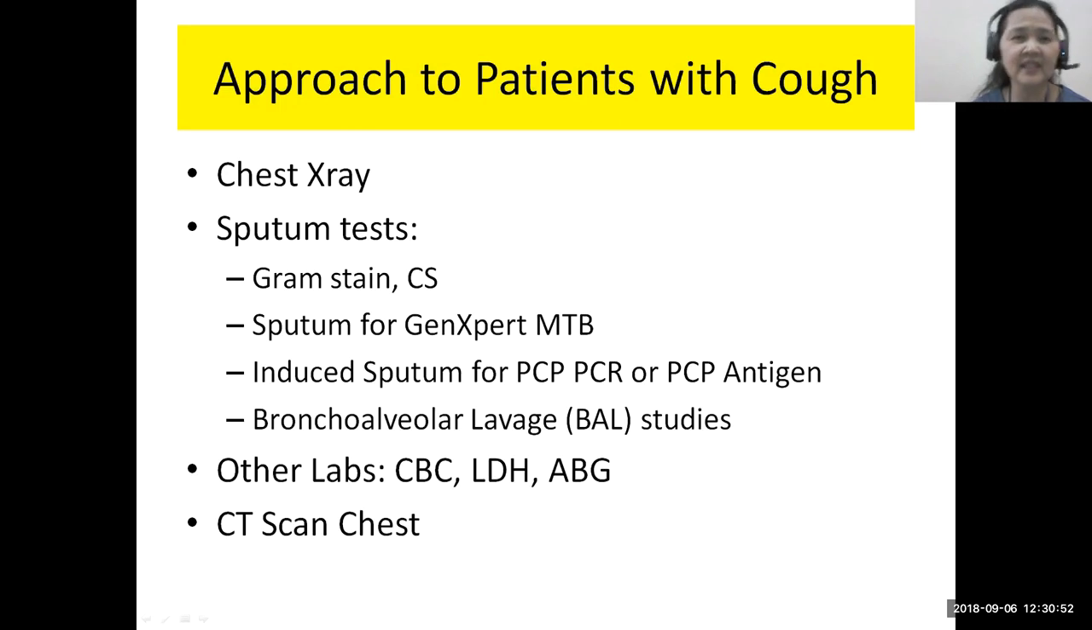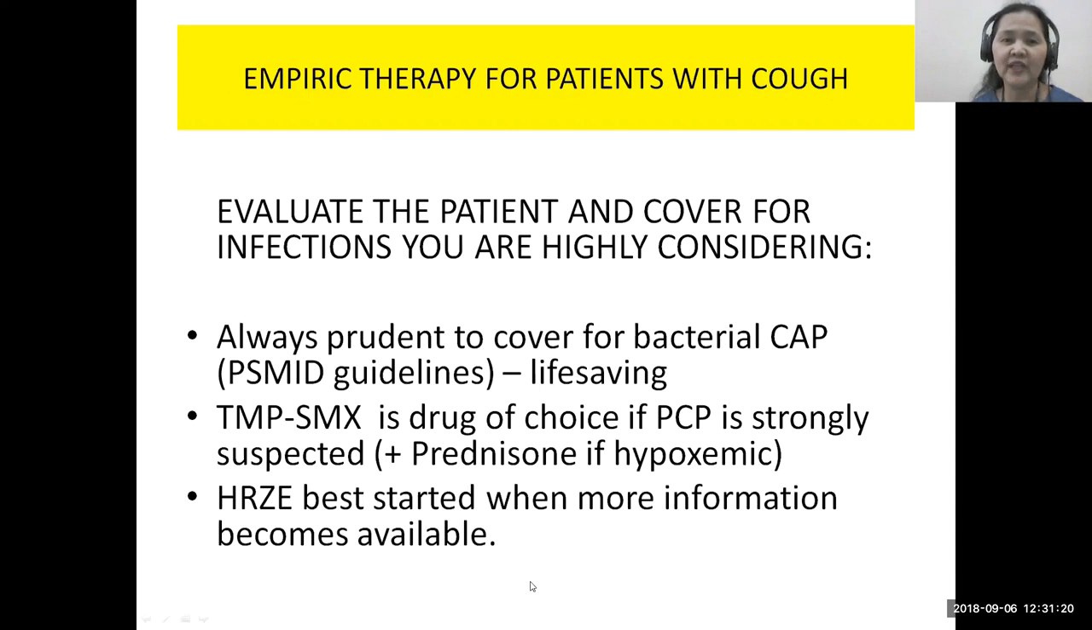Other labs that can help you include CBC, a test called LDH, and ABG. If there's no ABG, at least a pulse oximeter. And with all of this, sometimes you're in a hurry because the patient is very sick. You might want to do a CT scan of the chest. That is also recommended if you haven't gotten the diagnosis from the first diagnostic tests.